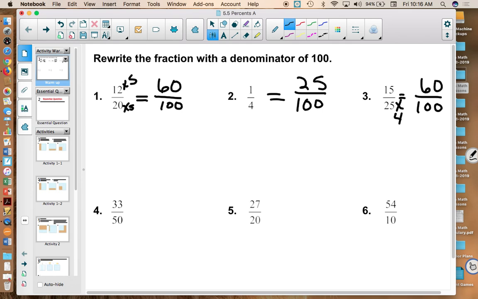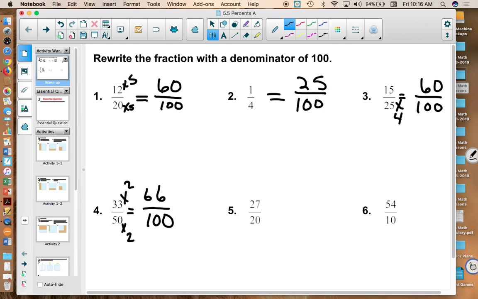Very good. What about 33/50ths? It becomes what hundredths? What's it going to be, Chance? 66 hundredths. How do you know that, Chance? Because I put 50 times 2 equals 100, and 33 times 2. Good.